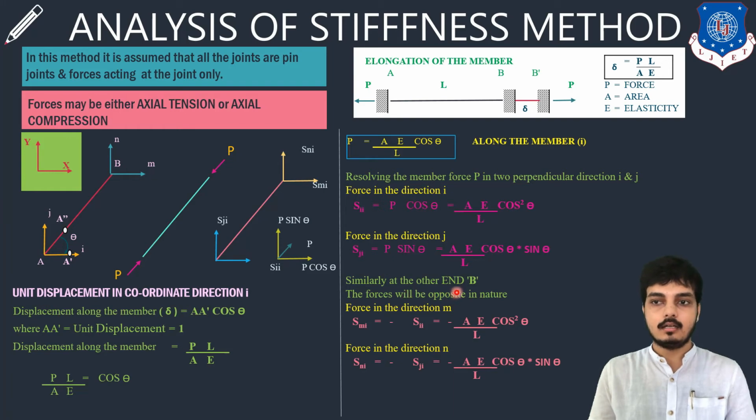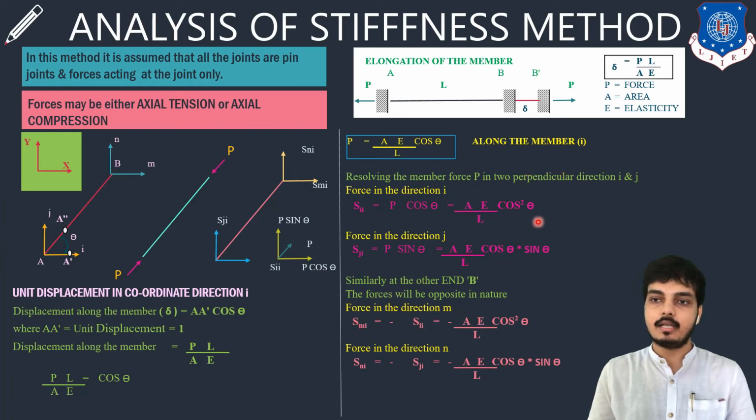Similarly, at the other end B, the forces will be opposite in nature. As I say, forces in the direction M. So SMI, because we are considering horizontal. So S_II with a minus will be SMI, which means SMI is nothing but the opposite of S_II.